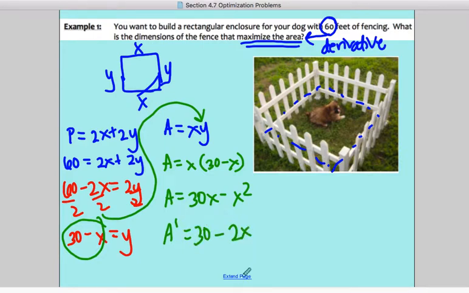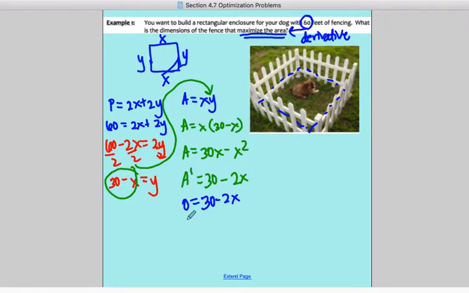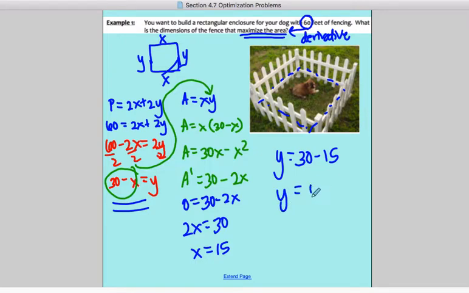And then we go ahead to find the maximum. We set our derivative equal to 0. And I'm going to add 2x to the other side and divide by 2, so x is equal to 15. Okay. The problem says what are the dimensions? So we need to know the dimensions. So we need to know x and we need to know y. I'm going to plug it into here to figure out what y is. y will equal 30 minus 15. So y equals 15.